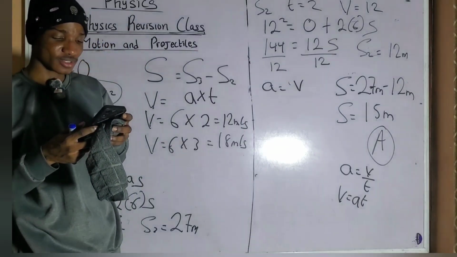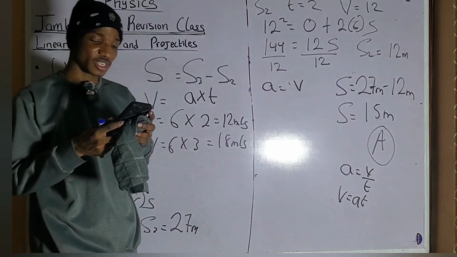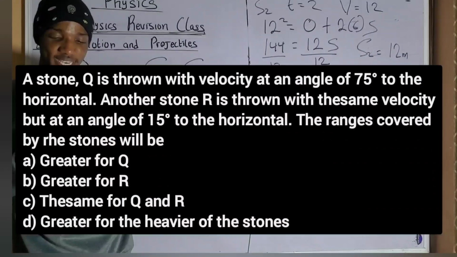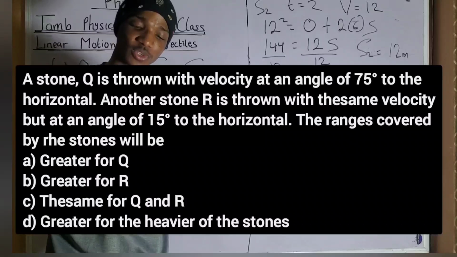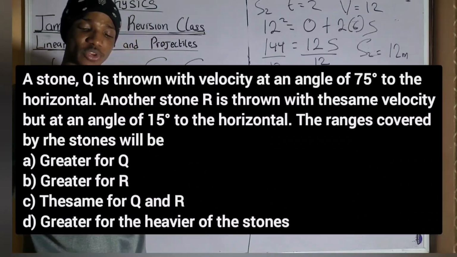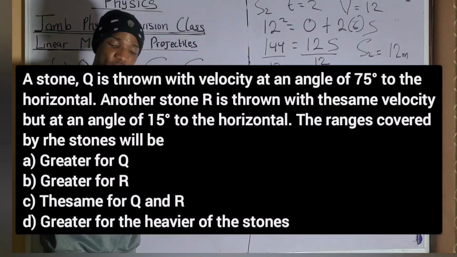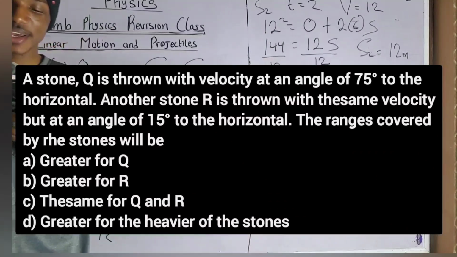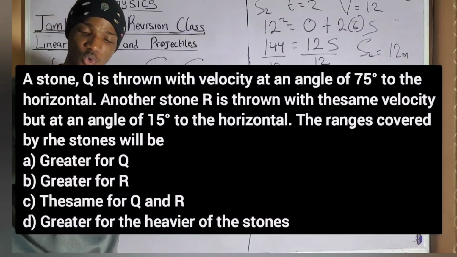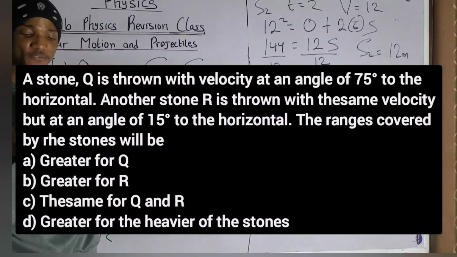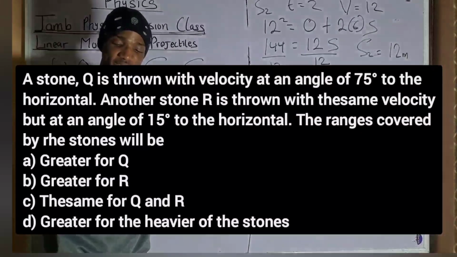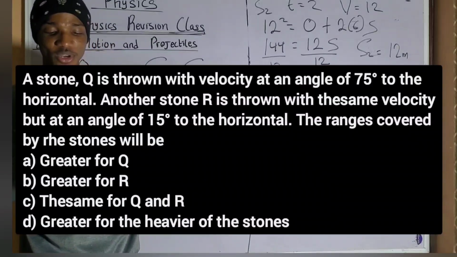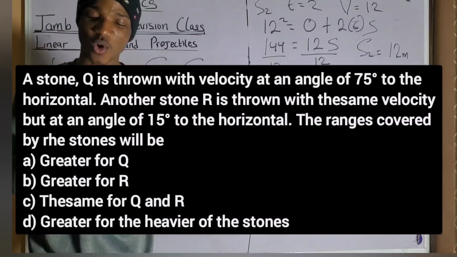Let's look at one more question on this topic: linear motion and projectiles. A stone Q is thrown with a velocity at an angle of 75 degrees to the horizontal. Another stone R is thrown with the same velocity but at an angle of 15 degrees to the horizontal. The ranges covered by the stones will be: A, greater for Q; B, greater for R; C, the same for Q and R; D, greater for the heavier of the stones.